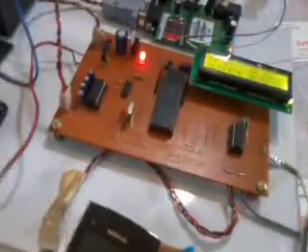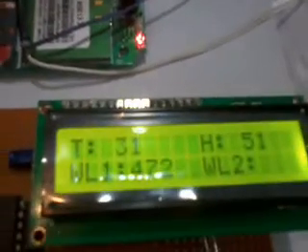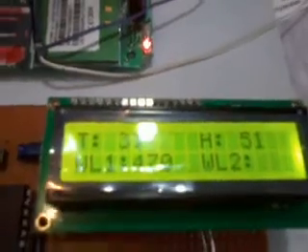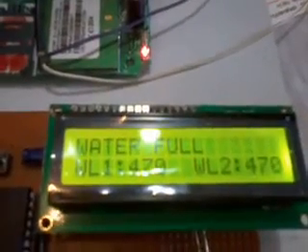I received one SMS from the modem that the water is full. Water is full. Motor is off. I received one SMS from the field that the irrigation water motor is off, water level full, motor off.